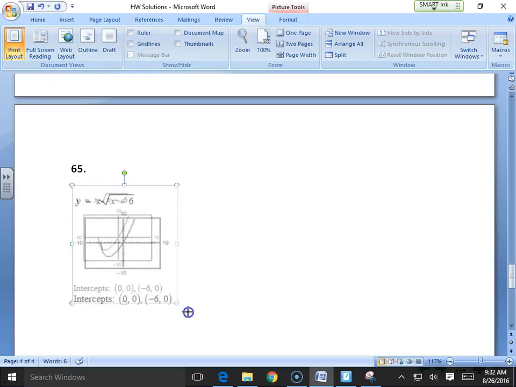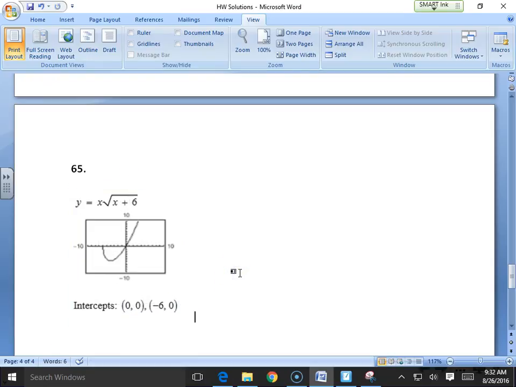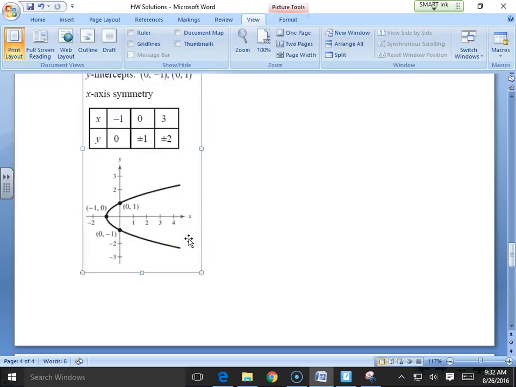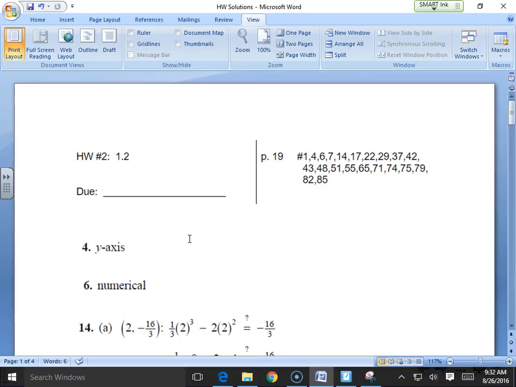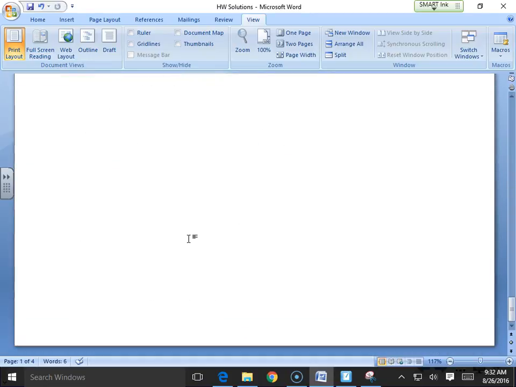Does that look better? You're allowed to use your graphing utility, which is like music to your ears, right? And approximate any intercepts. Not too bad. What's the next one? 71, 74, 75. I didn't do those.